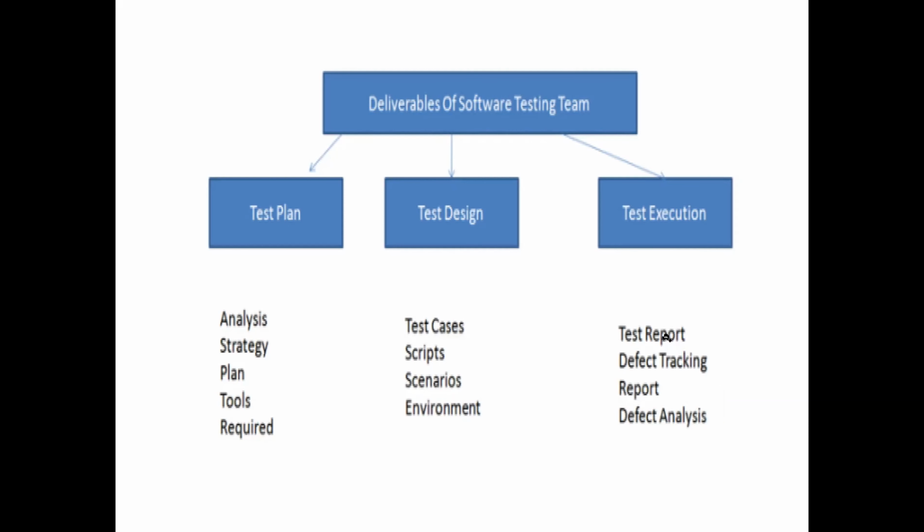And in the actual test execution, once the testing is done, we need to generate the test report, defect tracking, report writing for the test, and defect analysis. These are the documents we need to give. Once the testing is over, the documents should be handed over to the software development team.